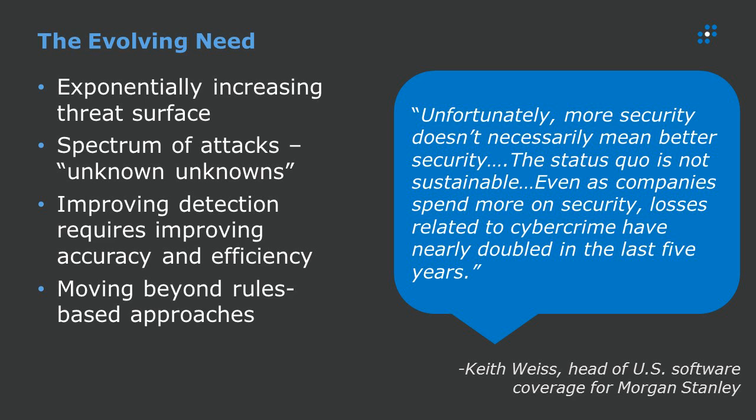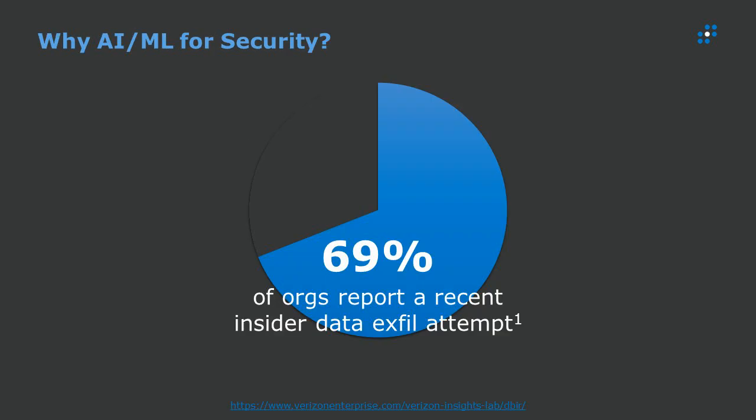So just looking at some of the things that are driving this interest in ML around security specifically, I've read the Verizon data breaches investigation reports for a number of years now. They've been doing them for quite a few years, and it's interesting to see how these different statistics progress over time. This year, 69% of organizations reported a recent insider data exfiltration attempt.